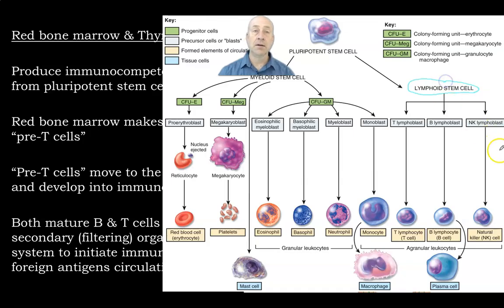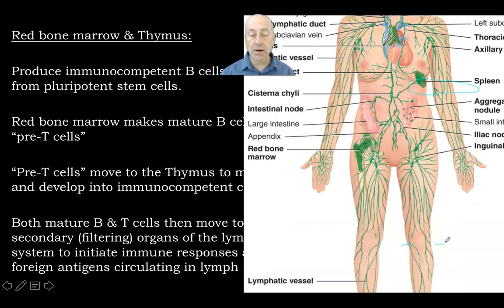And you have your natural killer that we'll talk about in a little bit. But really 2 of the 3 you're producing are your T's and your B's, and they're both produced in the bone marrow. The B's are polished off in the bone marrow and matured. The T's are sent to the thymus for maturation. And that's about as simple as it gets.